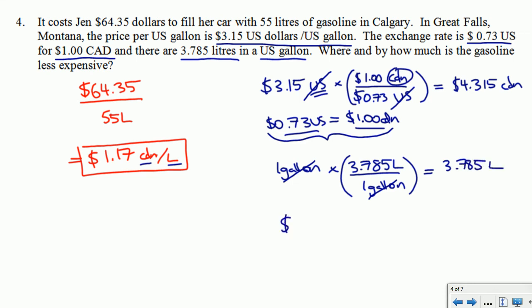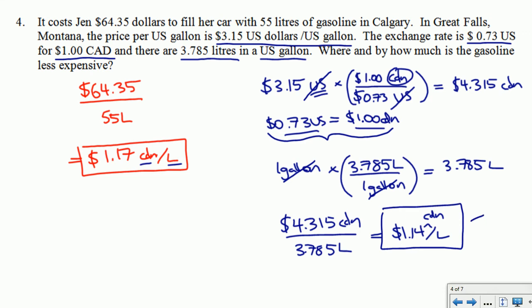So if we spend $4.31 Canadian for 3.785 liters of gas, that comes out to $1.14 Canadian per liter. So it looks like it's slightly cheaper to buy gas in Montana.